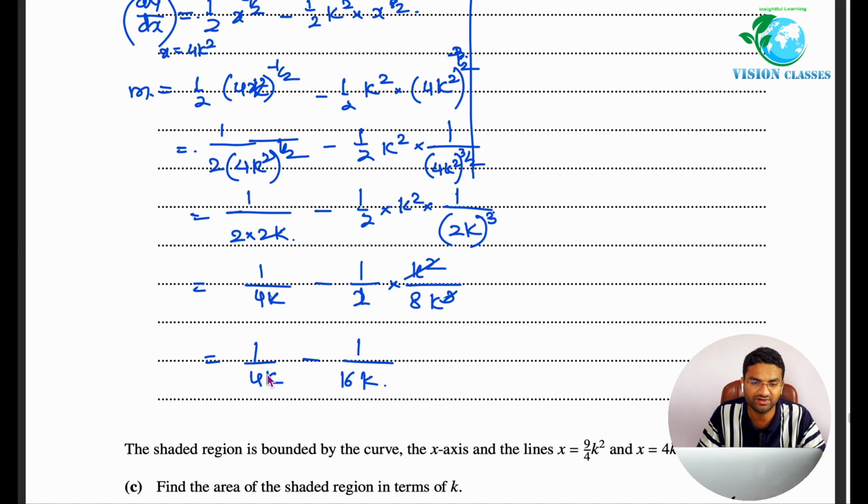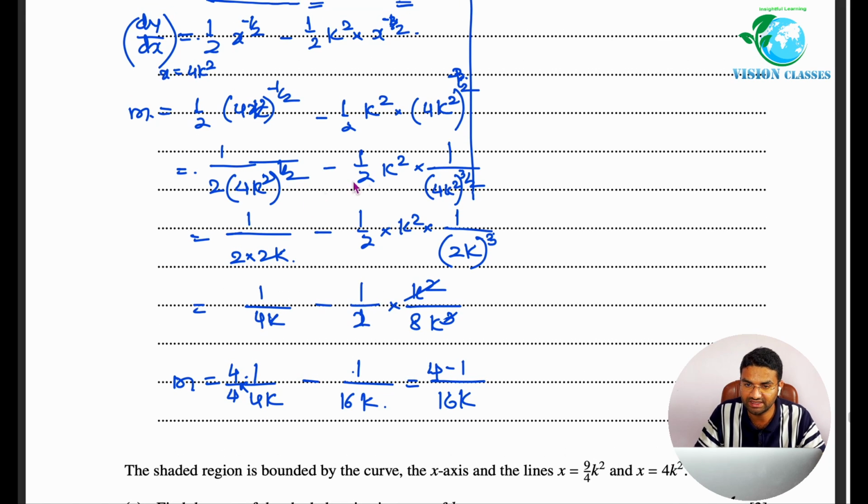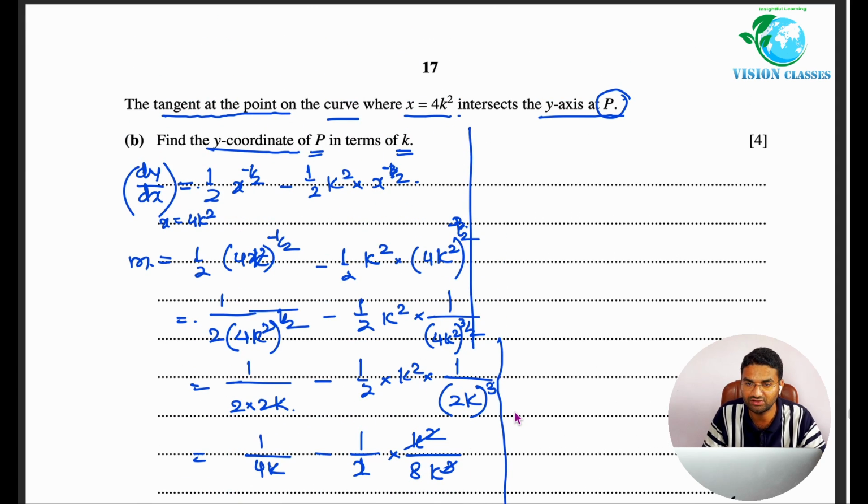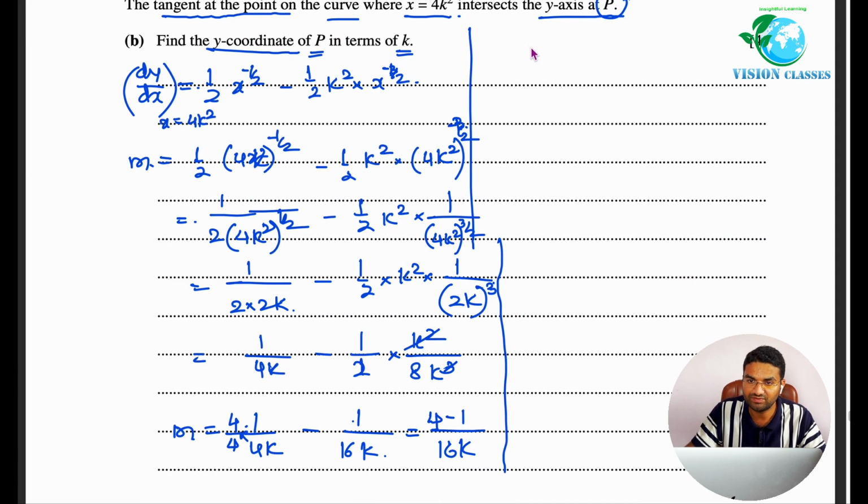Now to simplify further, you just have to multiply the first fraction by 4 by 4. So it will be 4 minus 1 upon 16k, and you got the gradient, which is m equal to 3 upon 16k.